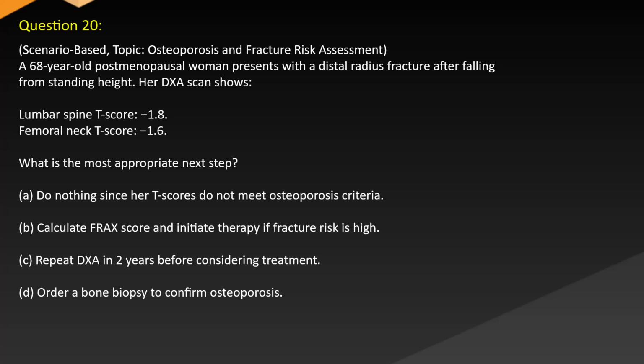A. Do nothing since her T-scores do not meet osteoporosis criteria. B. Calculate FRAX score and initiate therapy if fracture risk is high. C. Repeat DSA in 2 years before considering treatment. D. Order bone biopsy to confirm osteoporosis.